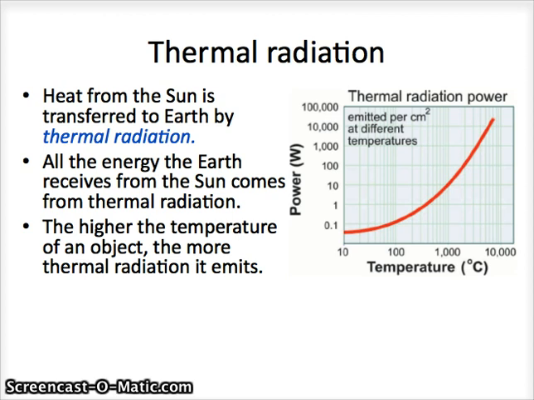Radiation is the third form. Heat from the sun is transferred to Earth by thermal radiation. All the energy the Earth receives from the sun is in the form of thermal radiation. The higher the temperature of an object, the more thermal radiation it's going to emit. The sun is pretty hot.